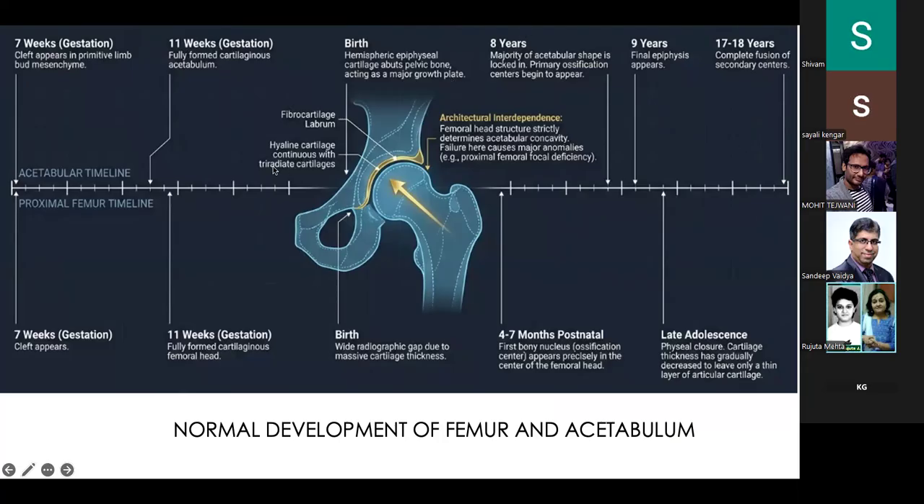In the proximal femur, at 7 weeks, a cleft appears. At 11 weeks, the femoral head is fully formed and cartilaginous. At 4 to 7 months postnatal, the first bony nucleus appears precisely in the center of the femoral head. Late adolescence, physeal closure.